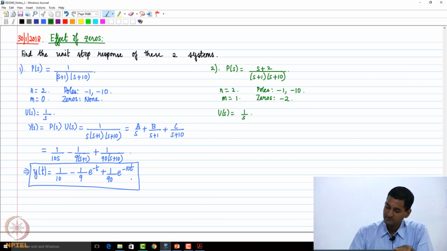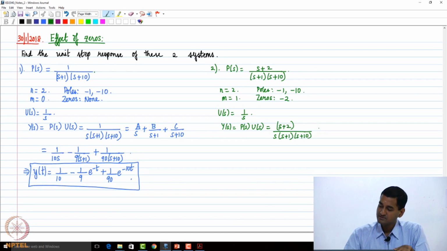U of s is equal to 1 by s. So this implies that y of s is equal to p of s times u of s, which is going to be equal to s plus 2 divided by s times s plus 1 times s plus 10. So once again we are going to have a by s plus b by s plus 1 plus c divided by s plus 10. So what are the values of a, b and c now?